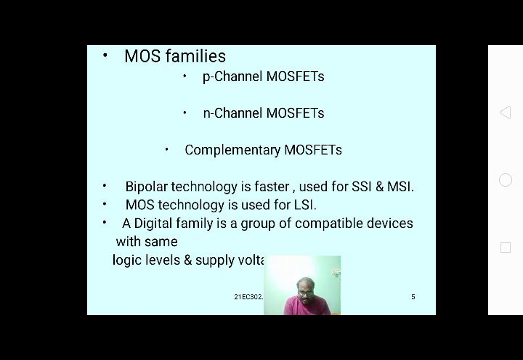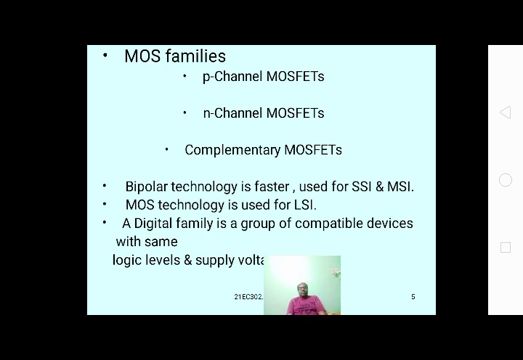Once again I am repeating. MOS families are three types: PMOS, NMOS and CMOS. Bipolar technology is faster. It is used for SSI and MSI. SSI means small scale integration, MSI means medium scale integration. Next, MOS technology is used for LSI. Next, a digital family is a group of compatible devices with the same logic levels and supply voltages.